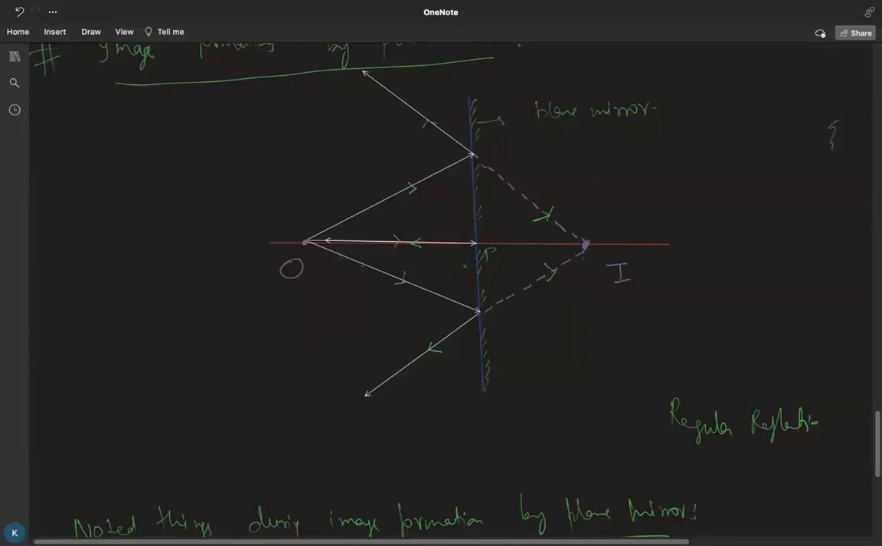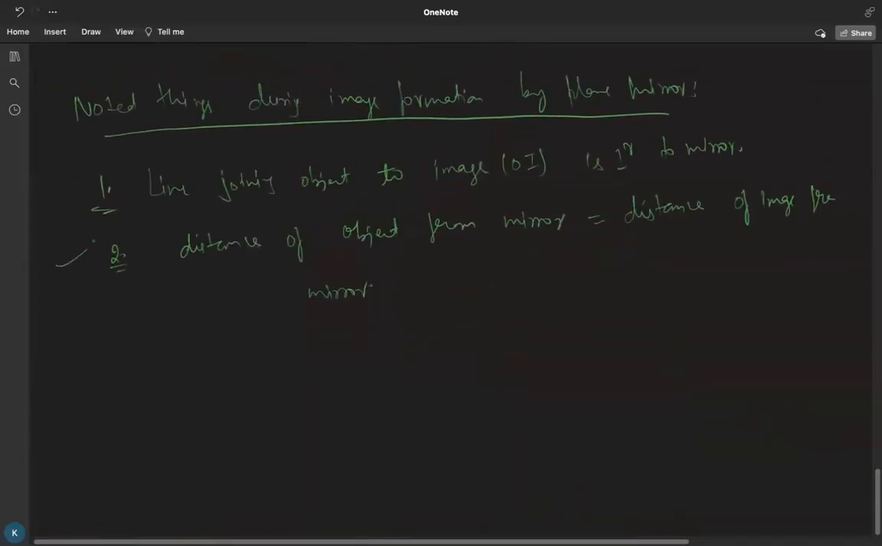That means the image is actually forming at the same distance from the plane mirror as where you are standing away from it. So this is actually important. This is also important. And the third thing is plane mirror forms virtual images. Plane mirror forms virtual images of a real object and a real image of a virtual object.